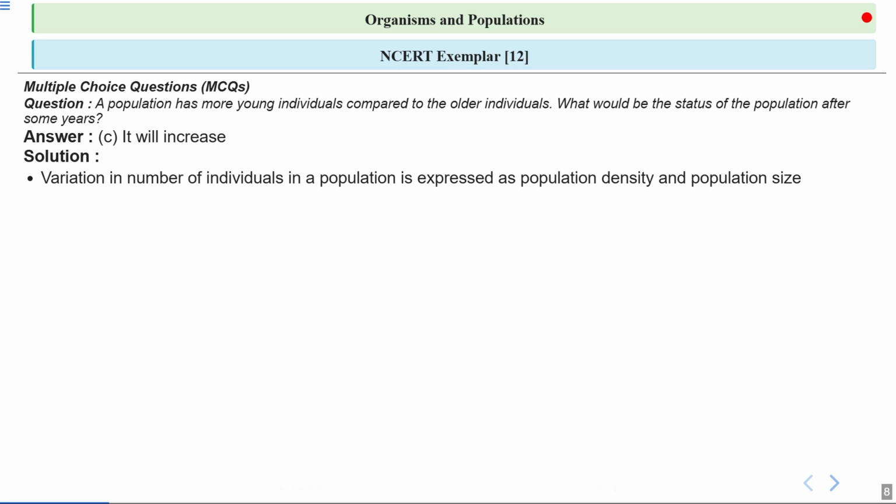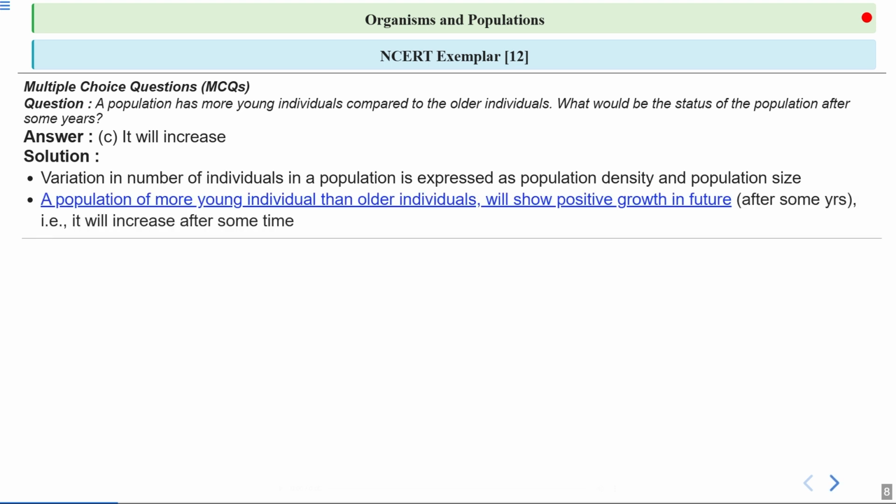Now, population density and population size are ways to describe how many individuals are in a group and how crowded they are. Variation in the number of individuals in a population is expressed as population density and population size. A population with more young individuals than older individuals will show positive growth in future. That is, it will increase after some time.